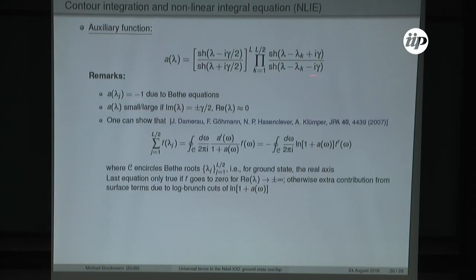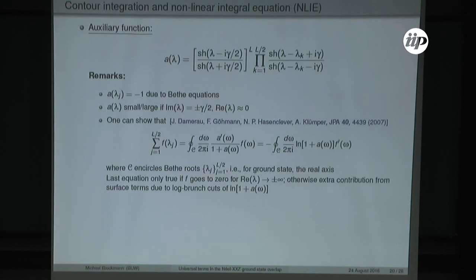And there are two other important properties which will be needed if you later derive some integral equations, namely that A is small if the imaginary part of lambda is close to gamma over 2 and the real part is close to 0, and it is huge if it's the other way around. So if the imaginary part of lambda is minus gamma over 2 and the real part is close to 0, then the function A becomes large.